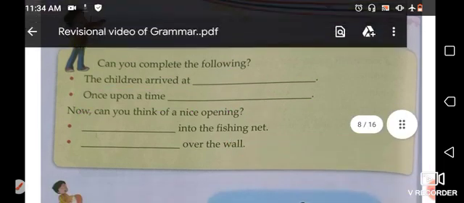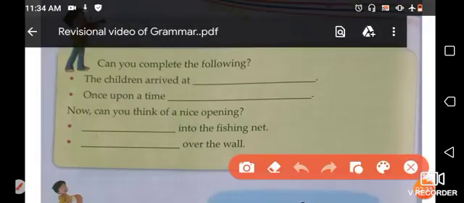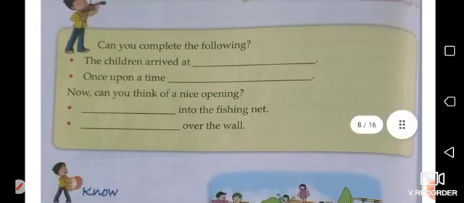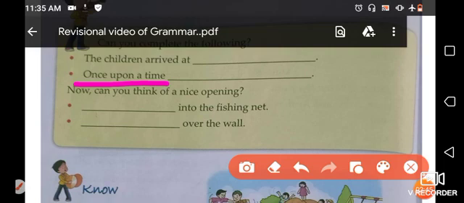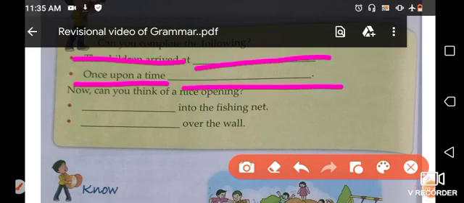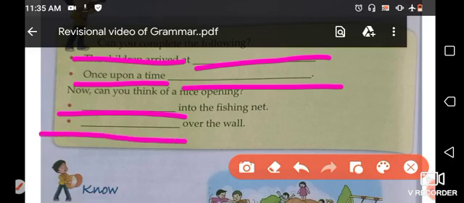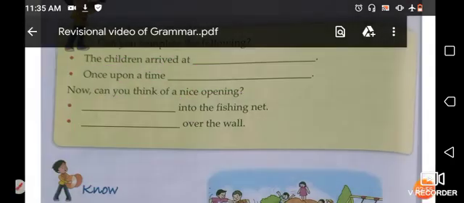The next one is: once upon a time dash. Here you can write anything, for example, once upon a time there was a king. The next one is: now can you think of a nice opening. Here sentence openings are given, and you have to write the opening sentences and complete them.